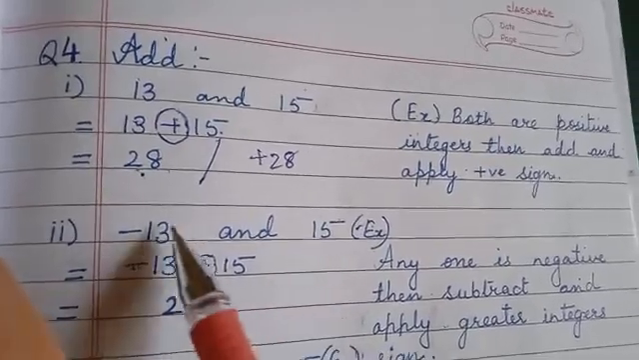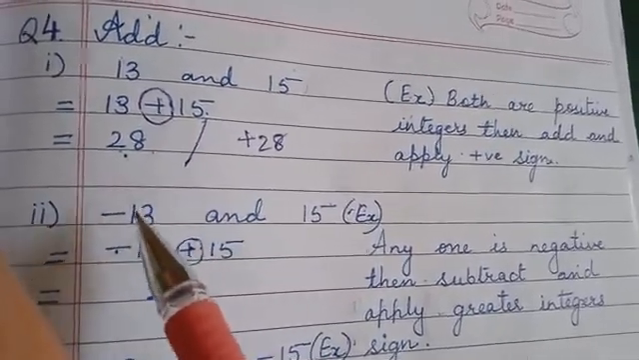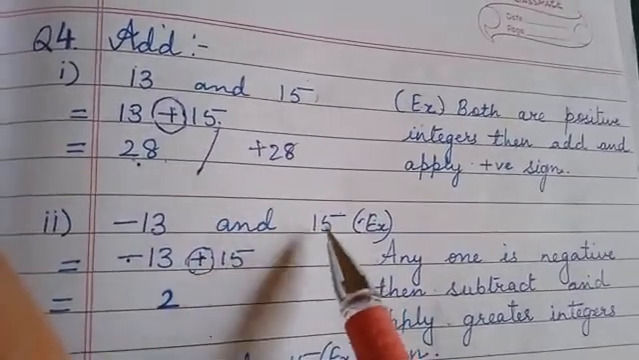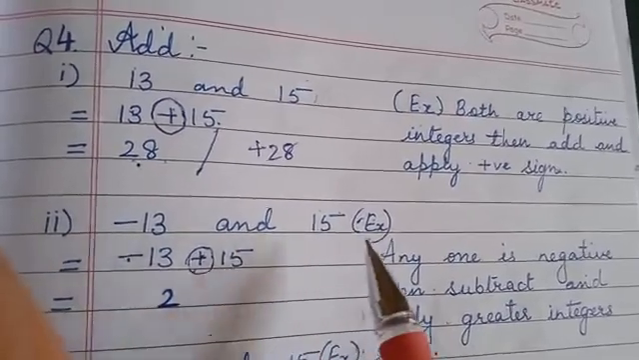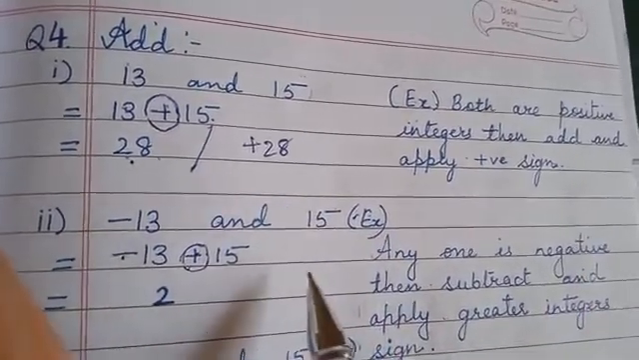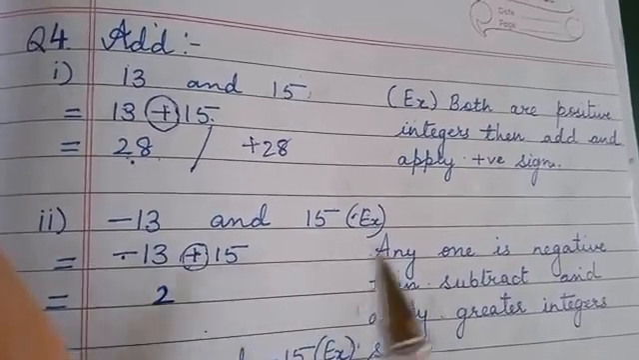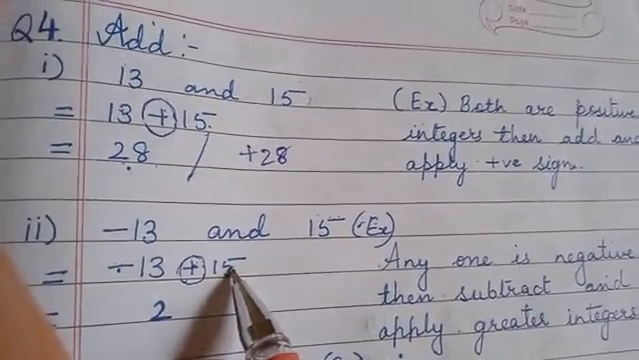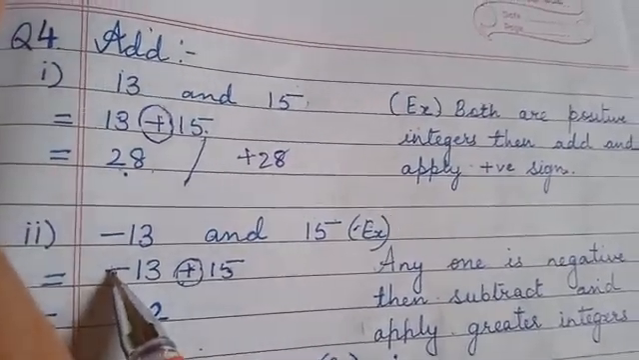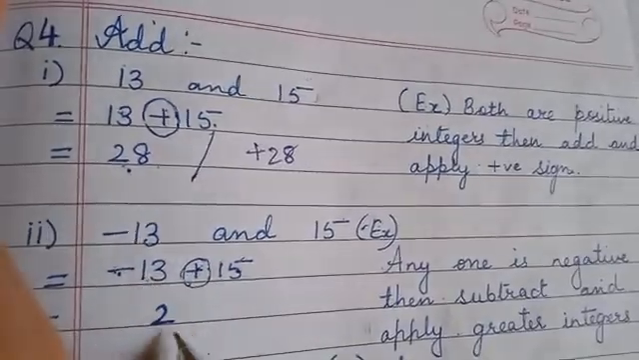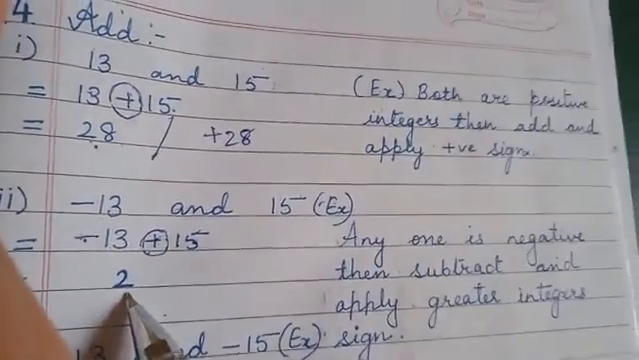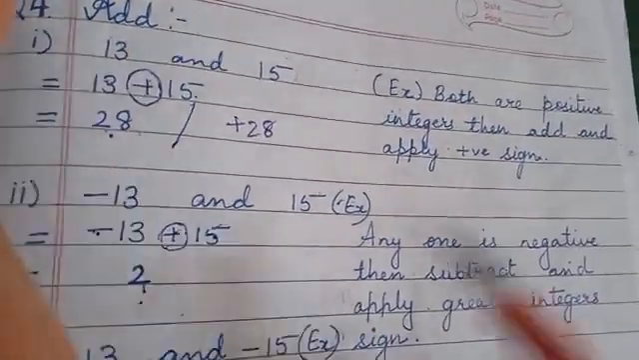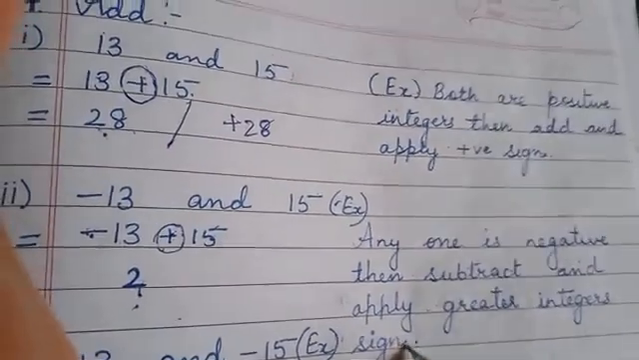Subtract two numbers. Listen carefully once again. When you are adding two integers and one integer is negative and the other is positive, or we say if any one integer is negative, subtract and assign the sign of the greater integer. So now I am going to do minus 13 plus 15. Since one is negative, I will subtract. So 15 minus 13 is 2. Now what is the next step? I have subtracted, I got 2, and now apply the greater integer's sign.